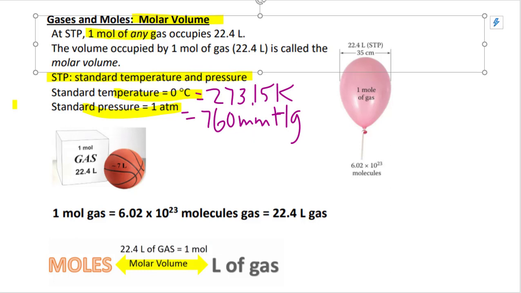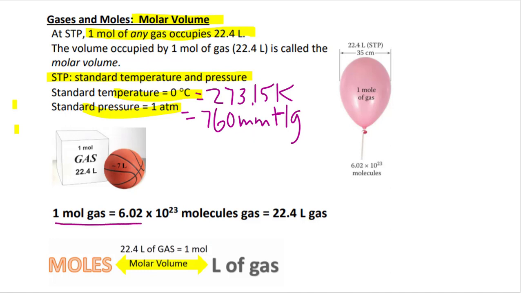And we are told that at standard temperature and pressure, 1 mole of any gas occupies 22.4 liters, and that is called molar volume. That could be 1 mole of hydrogen gas, 1 mole of helium gas, 1 mole of oxygen gas, 1 mole of carbon dioxide gas. 1 mole of any gas occupies 22.4 liters. Now, 1 mole of any gas is also equal to 6.02 times 10 to the 23rd molecules of gas.